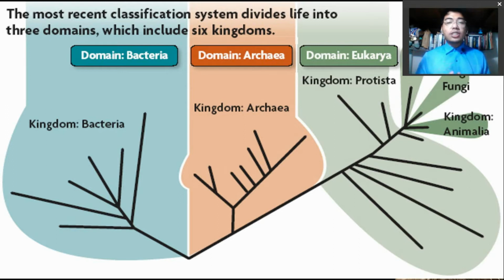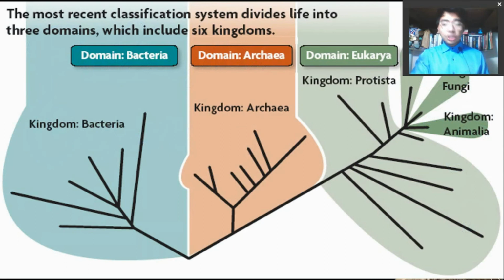We're actually considering three main domains, and those domains are the following: domain Bacteria, domain Archaea, and domain Eukarya. Both domain Bacteria and domain Archaea possess prokaryotic cells, while domain Eukarya is the only domain consisting of organisms that possess eukaryotic cells.